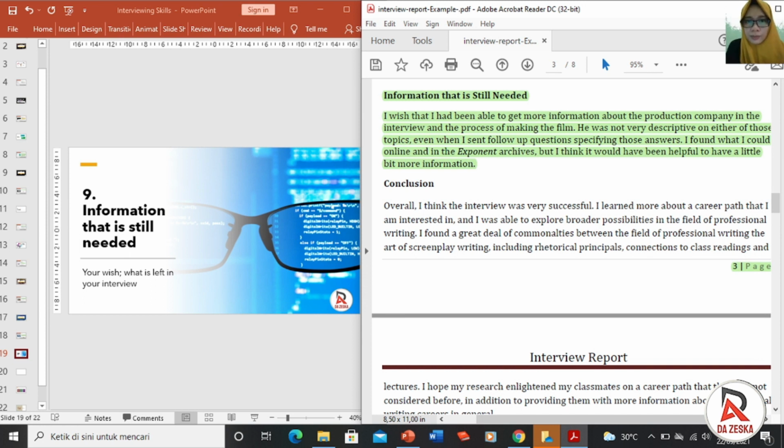So this is the example. I'm going to read this for you. I wish that I had been able to get more information about a production company in the interview.